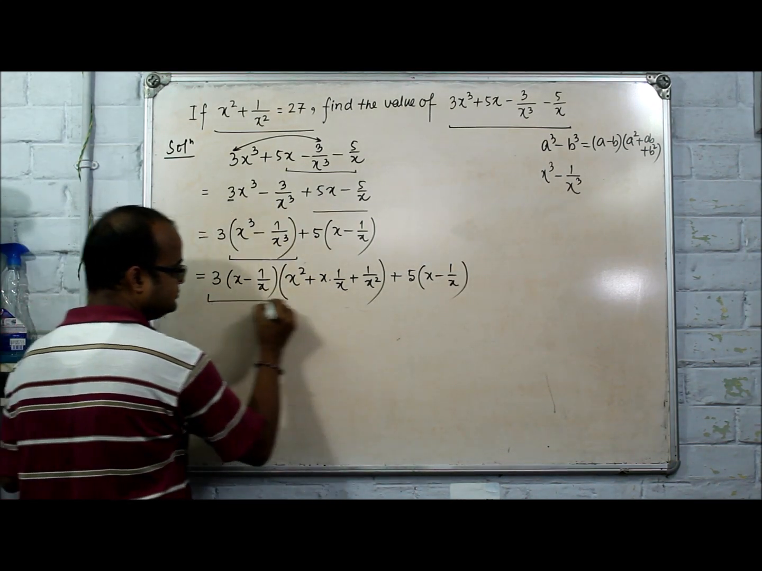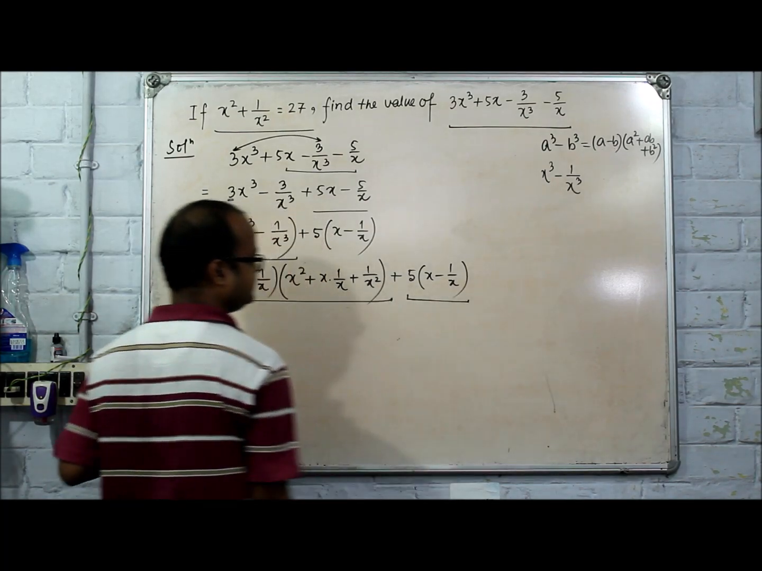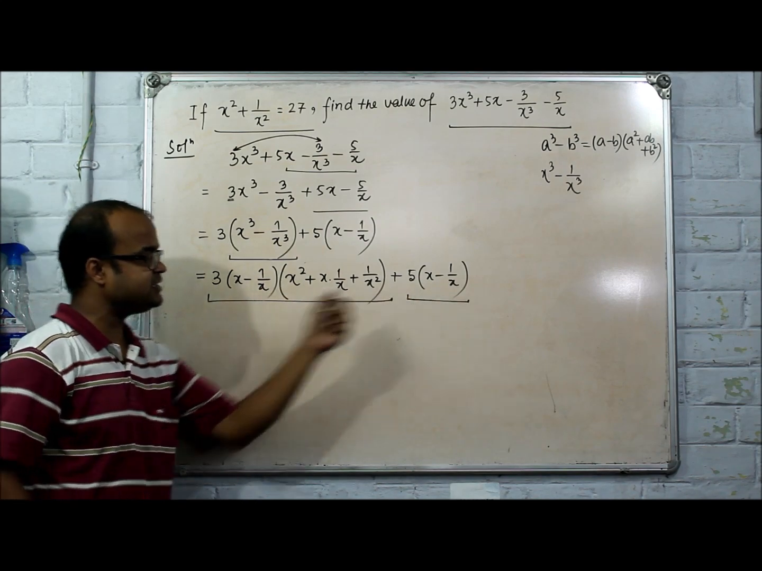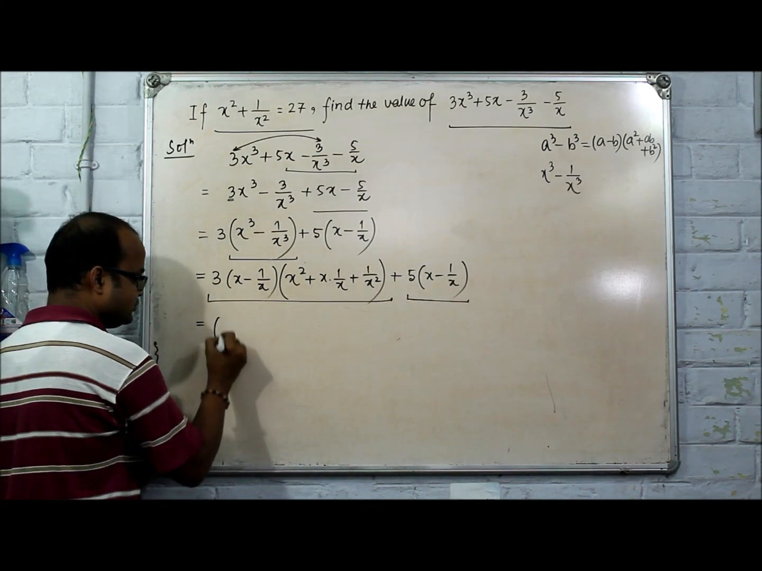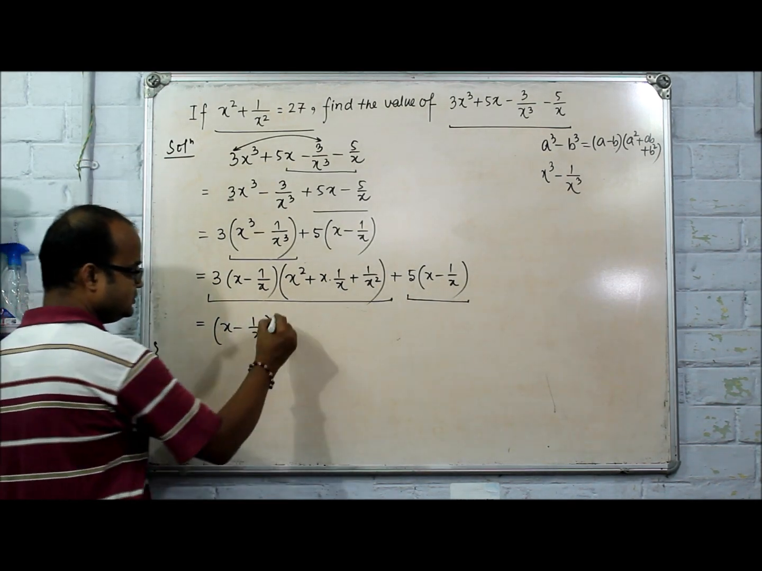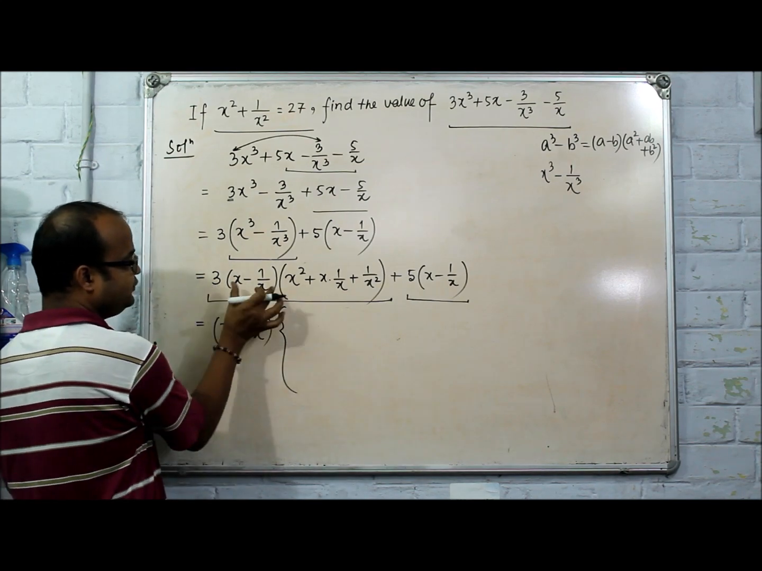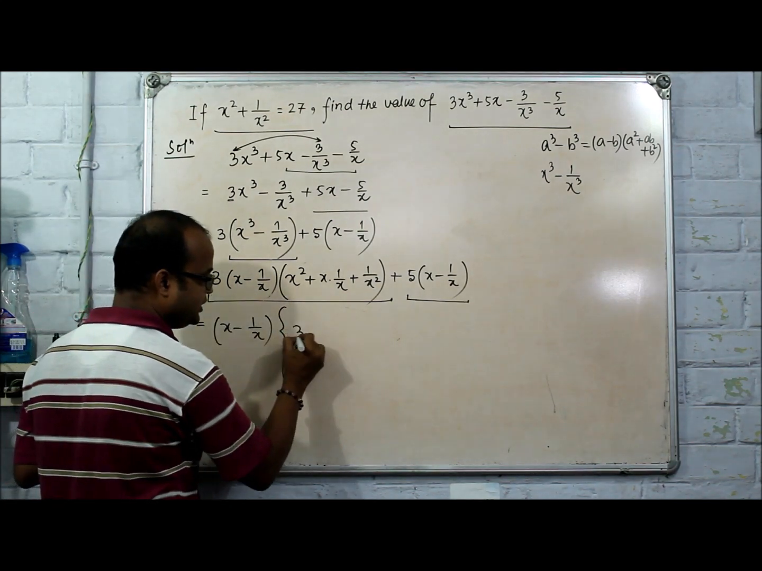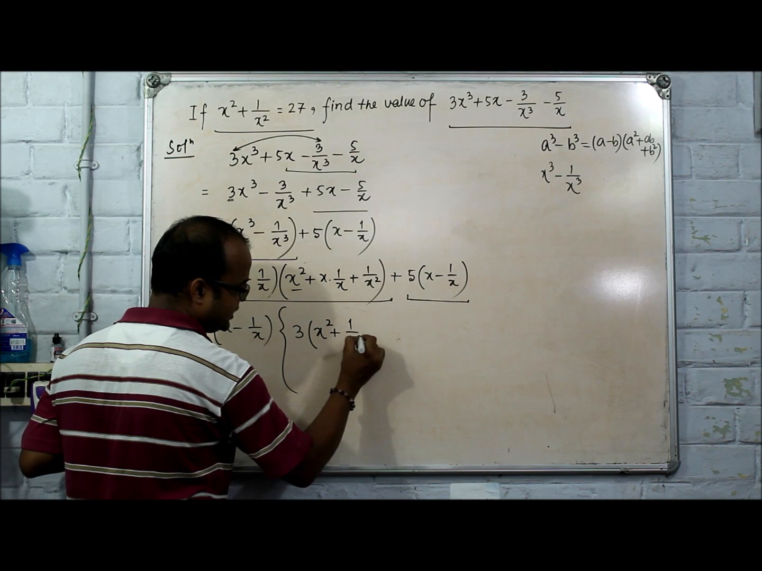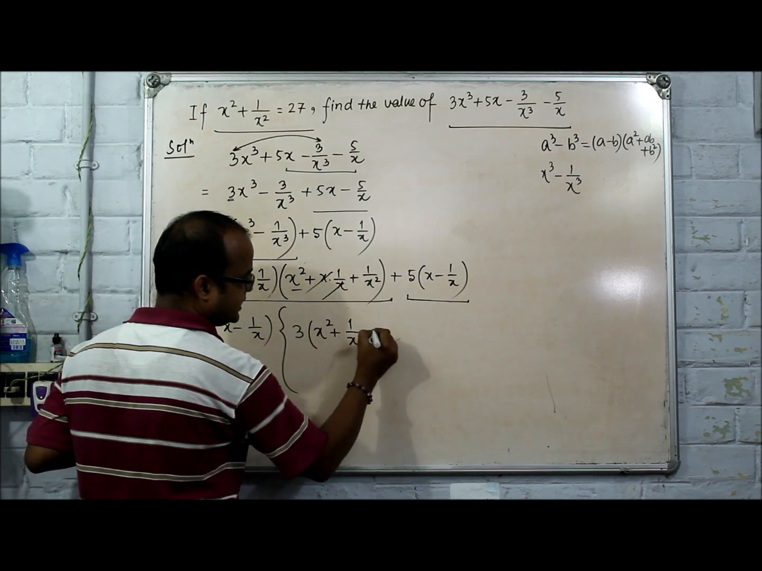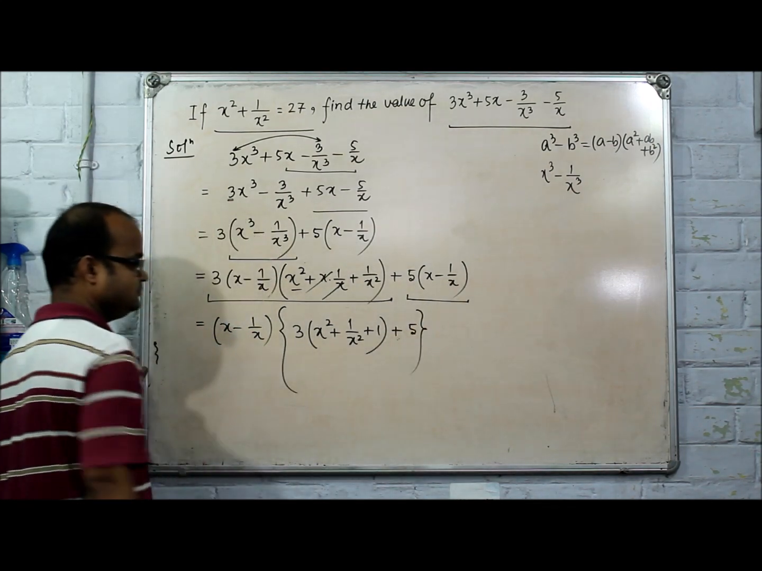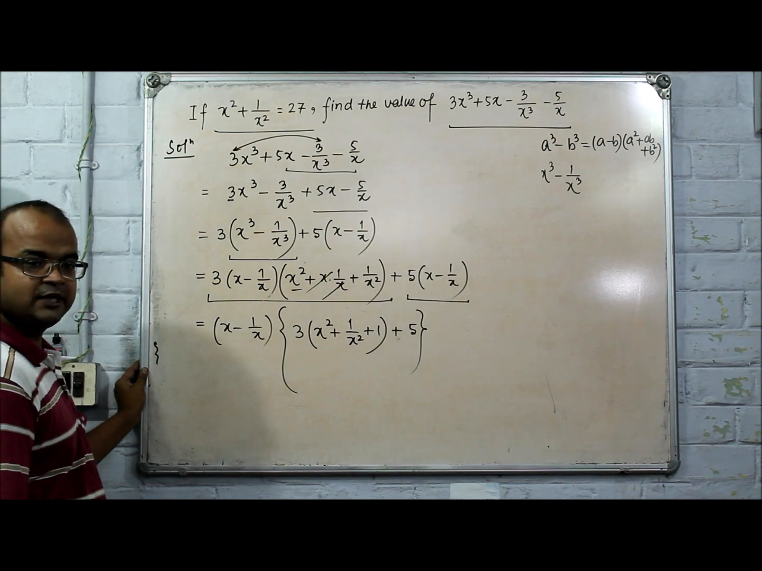Now this is one term and this is another term. From these two terms, we can take x minus 1 by x as common. If you take x minus 1 by x common, that will leave 3 into x square plus 1 by x square. This x and this x will cancel, so you will get plus 1, plus 5. Clear?